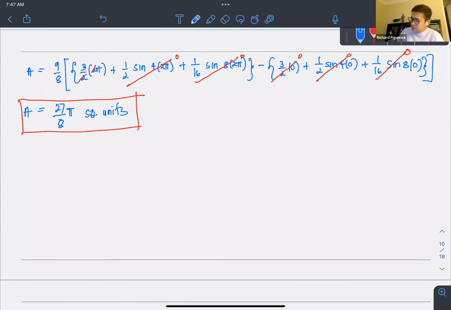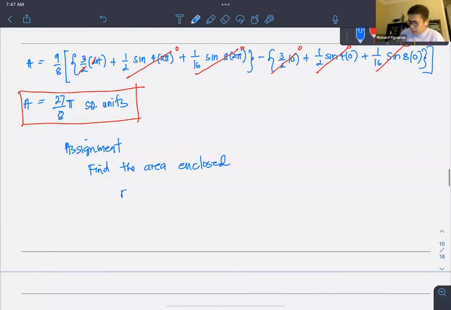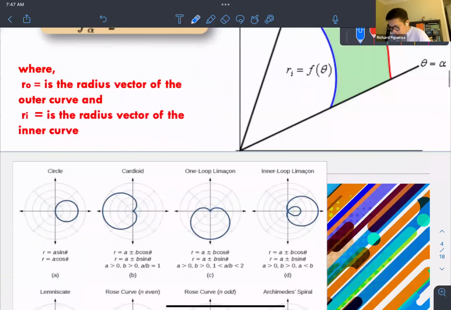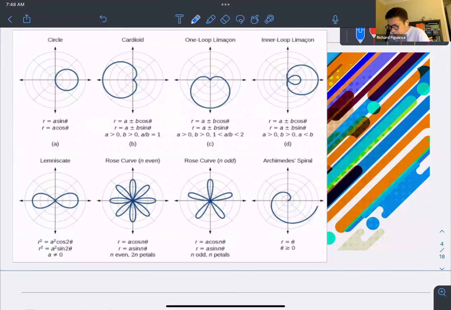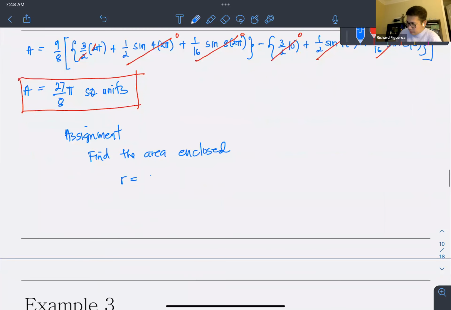Sige, assignment. So find the area enclosed, so r is equals to 3 plus 2 cosine theta. Okay, so that will be your assignment.